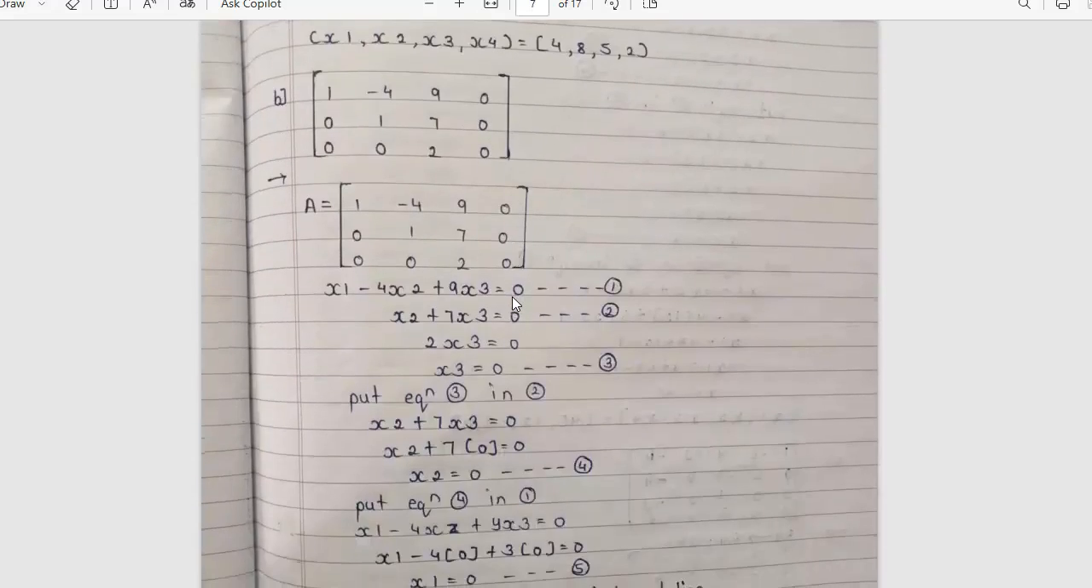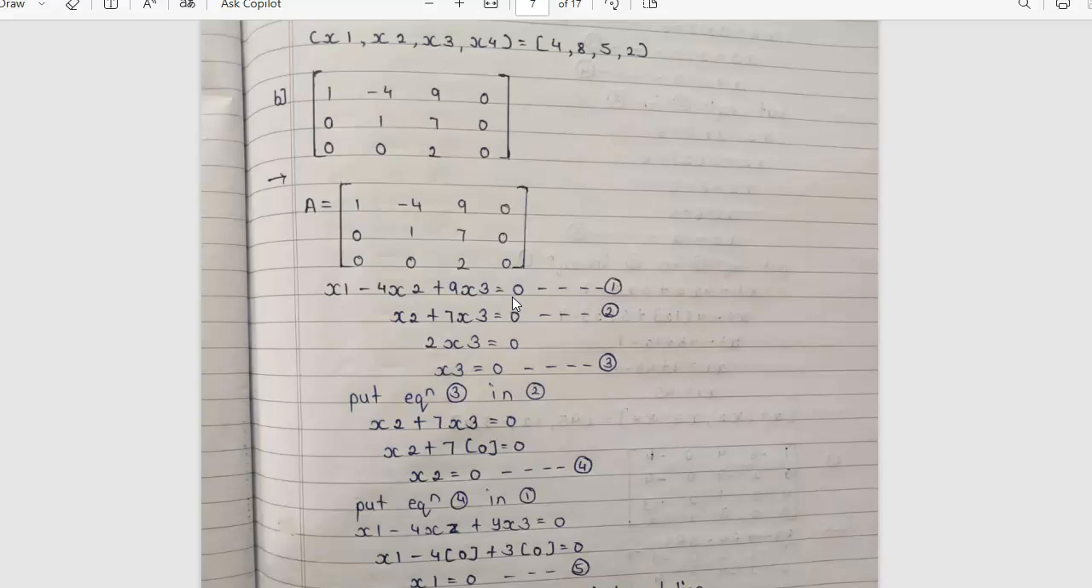So that is matrix B. Second example, we are given the matrix 1 minus 4 9 0, 0 1 7 0, 0 0 2 0. So we write that matrix in equation form.